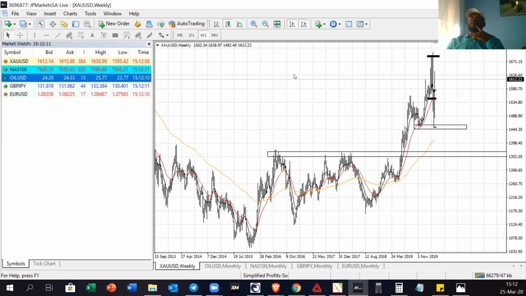Okay. Now we've got our bullish trend. No, it doesn't look so great. There's a straight line going up.